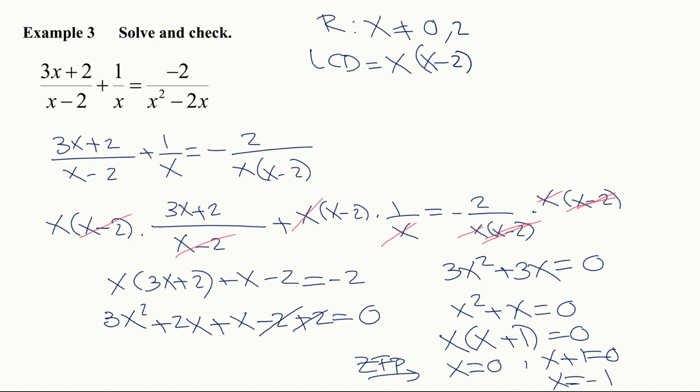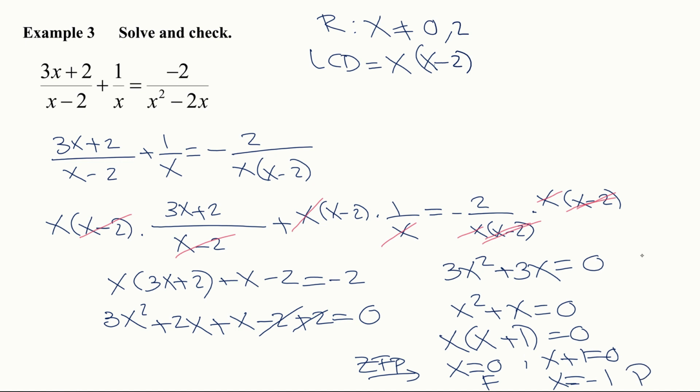All right, so now I have to do my restriction check on both of these. Now 0 fails. Remember, 0 is one of the values we cannot have because it would make this denominator as well as this one, because of the factorization, you can see 0, and therefore it would make both of these fractions undefined. So 0 is no good. This one fails the restriction check, but -1 is fine.